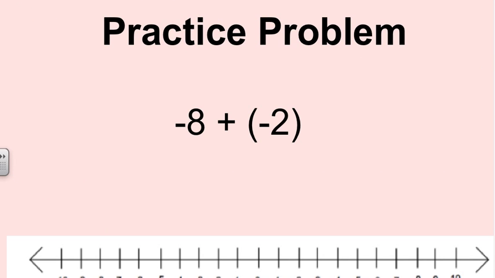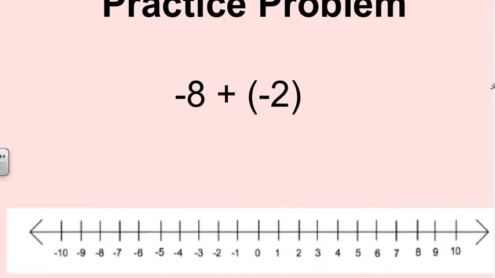So you try this one. Once again, hit pause, use the number line if you want to, or draw your symbols, and then come back. All right, in this case, I'm going to draw some symbols for you. I'd have 8 negatives right here. I want to add on 2 negatives.